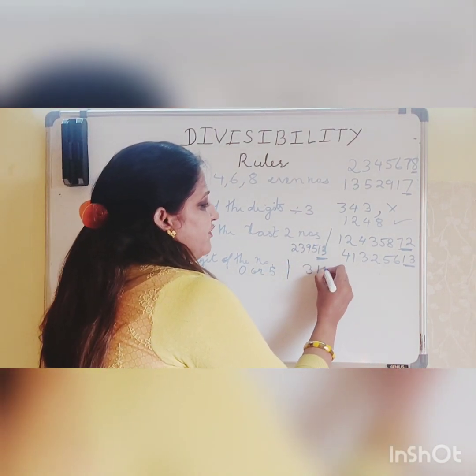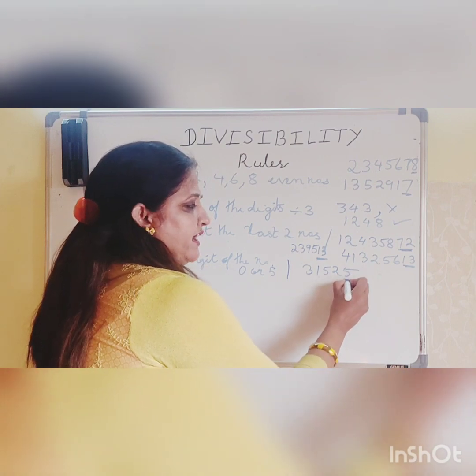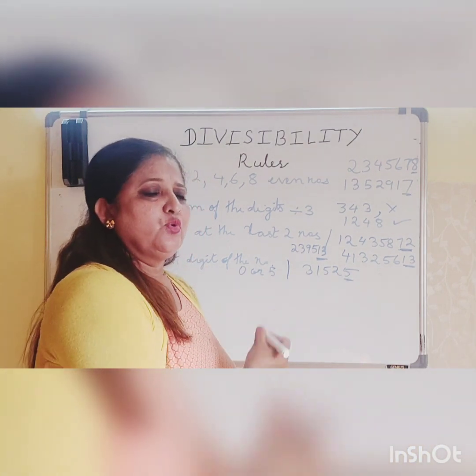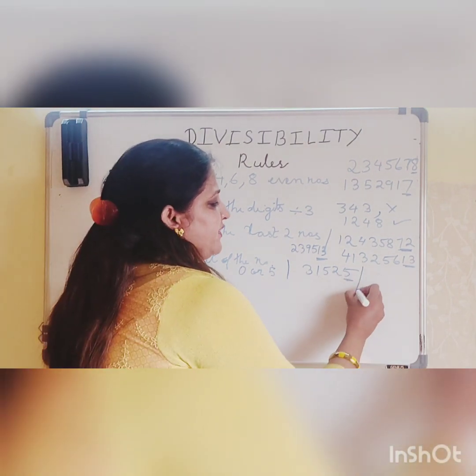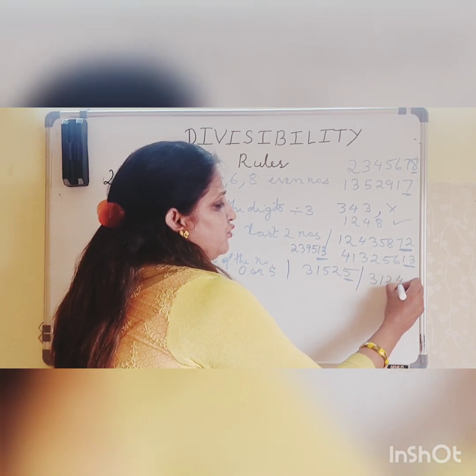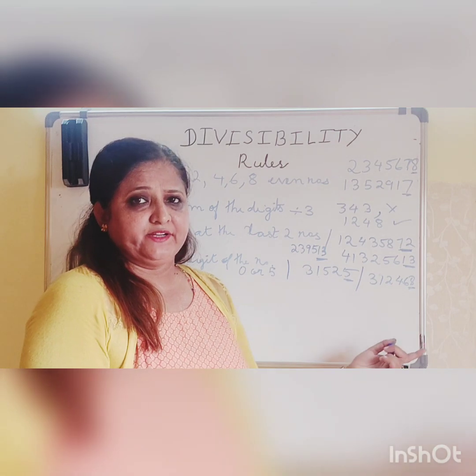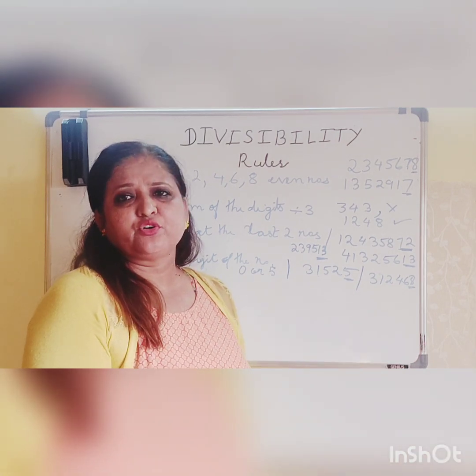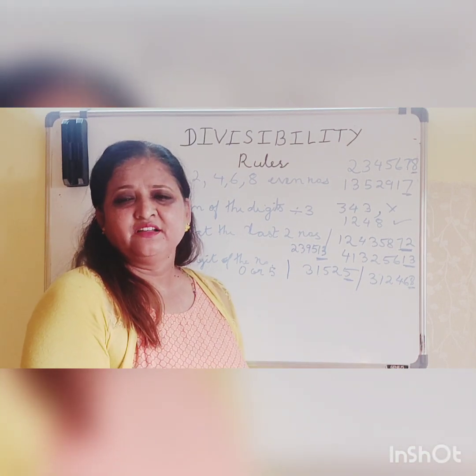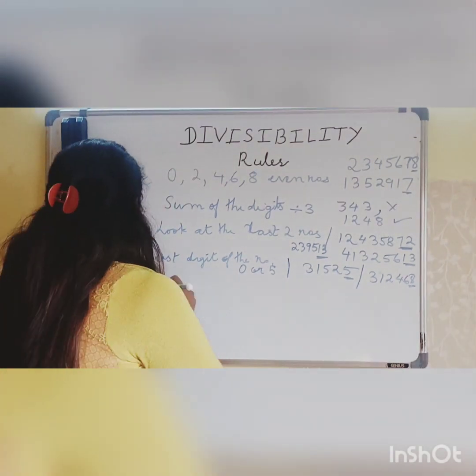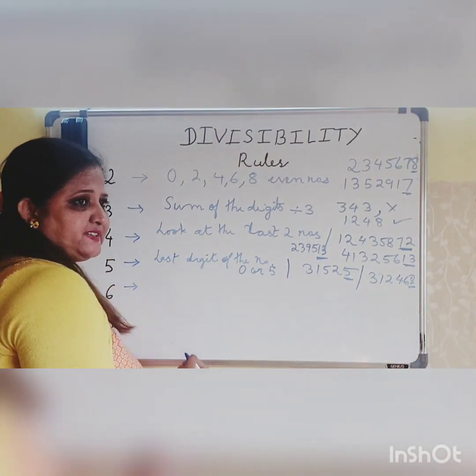Let's pick up a number 31525. It's ending in 5, so the whole number is divisible by 5. Let's pick up one more example: 312468. The number is ending in 8, so this entire number is not divisible by 5. Clear?